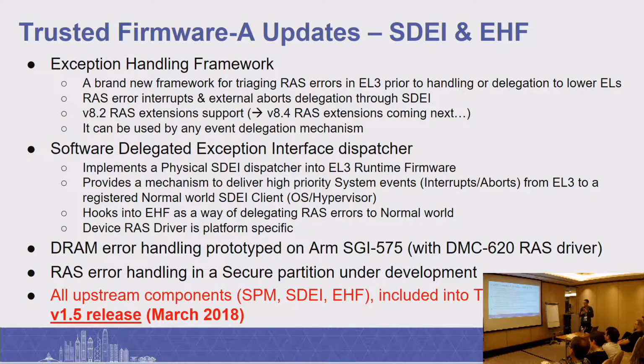The final thing to say on the trusted firmware is that everything that you see here is already upstream, already in the GitHub project, and it will be part of the official 1.5 release that we will do this week. It's a matter of days because everything is ready. We are just under the final verification process. But the 1.5 tag will be out this week. All the components are already upstream, so you can just go and have a look at the SPM, SDEI, and exception handling framework.